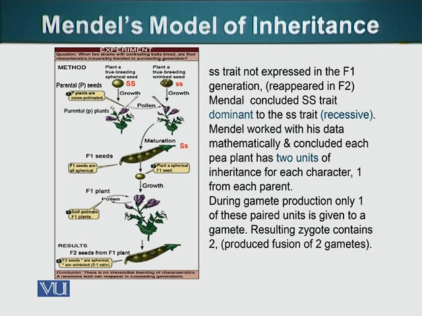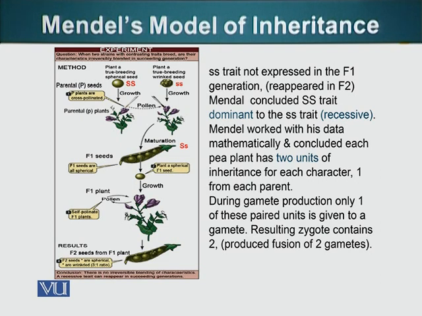Here on the screen, you can see that if we interpret this data by this formula, if we say the spherical seed trait is the capital S, then the parent or P1, the spherical seed plant, we can say had 2 particles. Remember, we don't know that these were the genes at that time. 2 particles of capital S. The wrinkled state is the small s, so the wrinkled seed plant had 2 small s's.